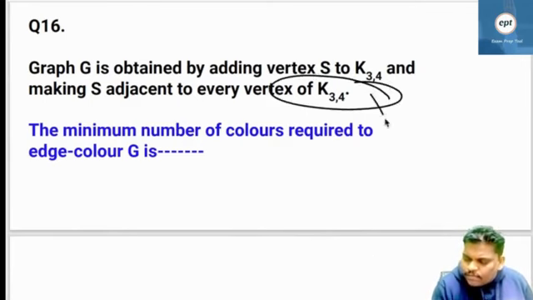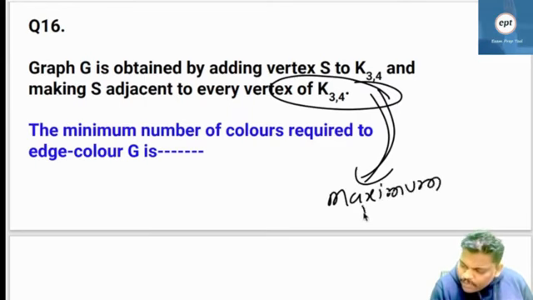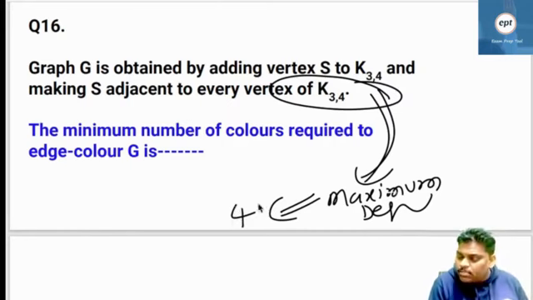K3,4. What is the answer? Because it is a bipartite graph, the answer is the maximum degree. So what is the maximum degree? 4. Answer is 4. Until here the maximum degree is 4.